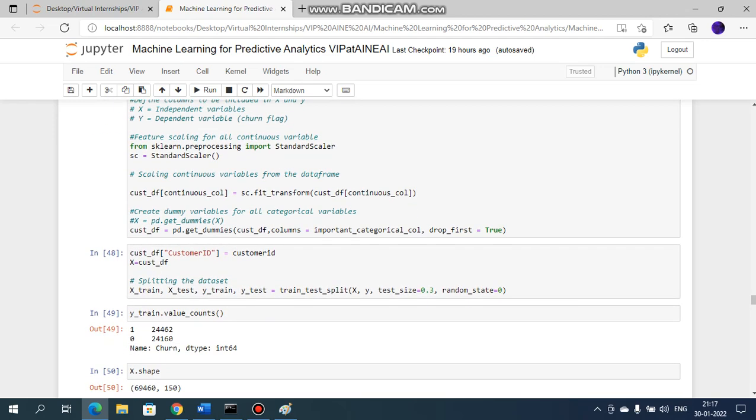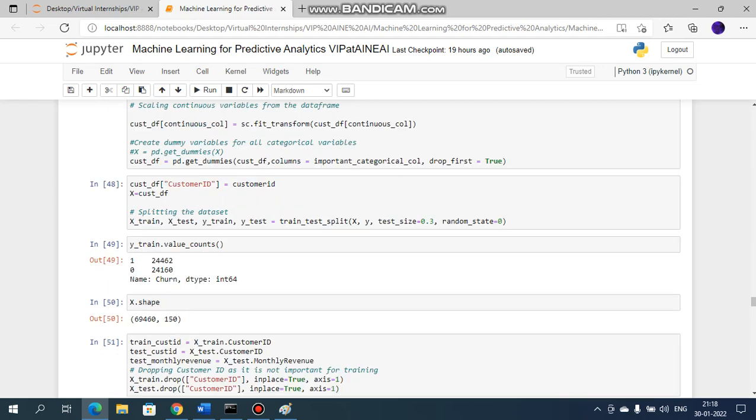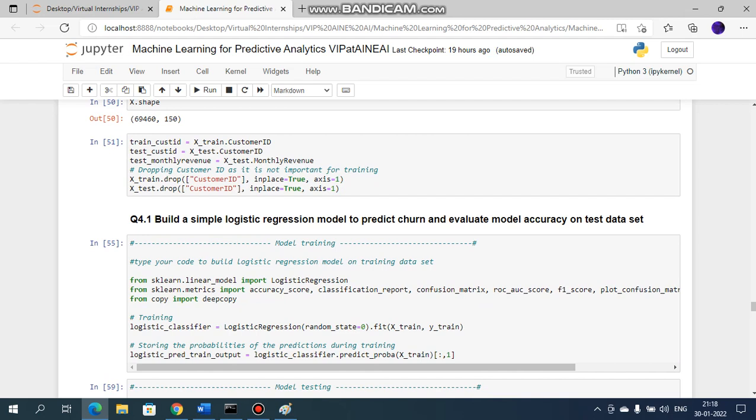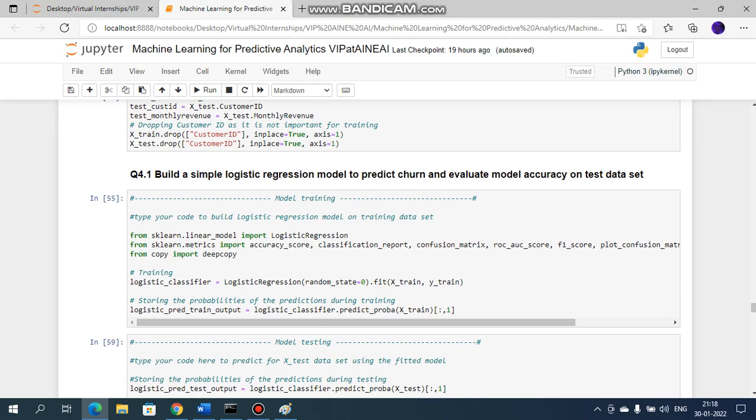Then we split the data into training and testing. We keep 30% of the data as testing data and the remaining as training data. We also drop the customer ID as it's not required for training the model. Then we import all of the modules that we need, and we train the logistic regression model using the fit function and pass our training data as arguments.